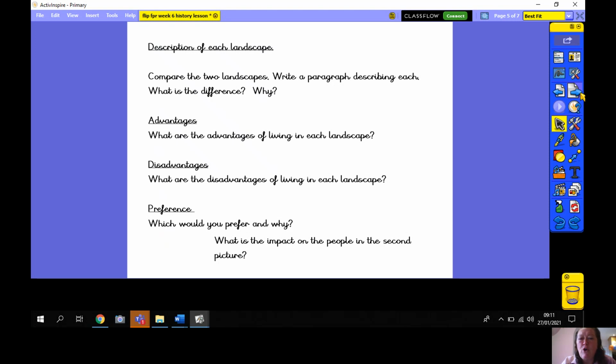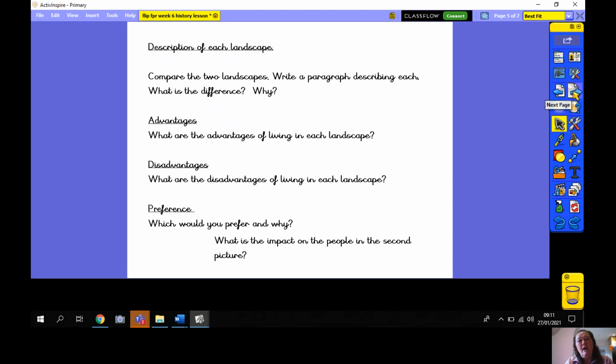What is the impact on the people in the second picture? What have they got now that they didn't have before? What's changed for these people? So that's good things and bad things, remember. So a sentence on that. What's different for them? What's changed for them? What has impacted on their lives now because of this change in the landscape?